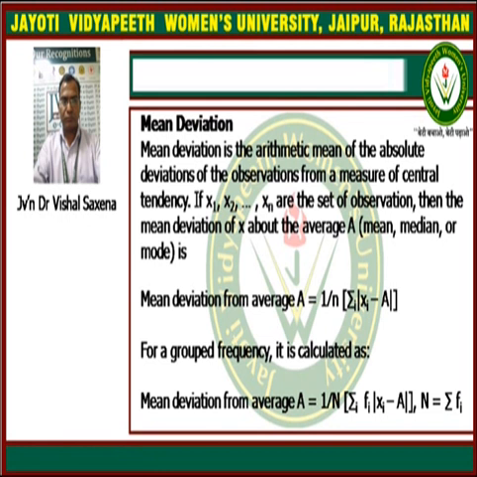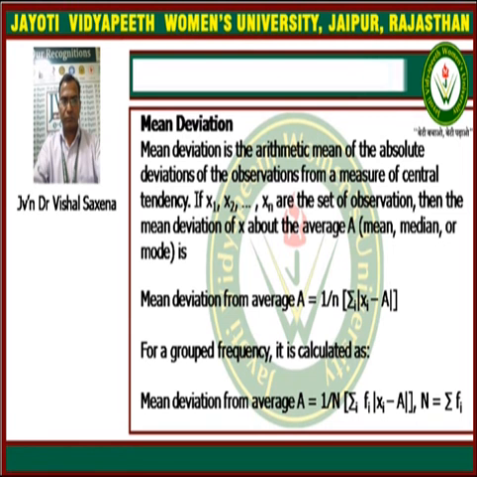It may be mean, median or mode. So for a grouped frequency distribution, the mean deviation about the average A is given by 1 upon N sigma fi into modulus xi minus A. So mean deviation about the average A is given by this formula.